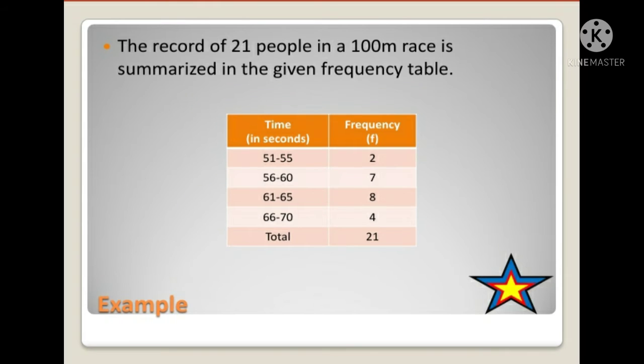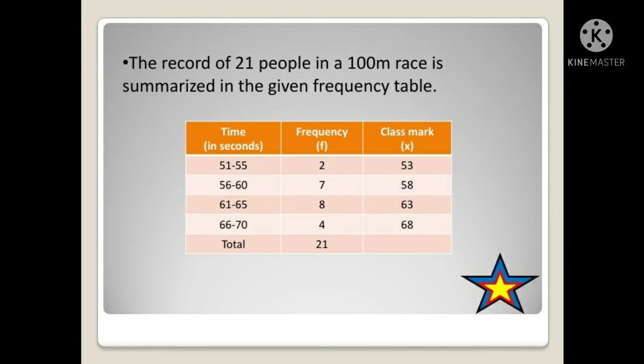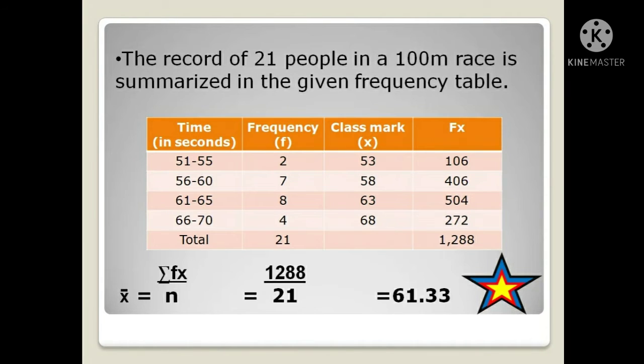For example, the record of 21 people in a 100-meter race is summarized in the given frequency table. The time in seconds is given, and also the frequency is given. Next, we must find the class mark, which is 53, 58, 63, and 68. We need to find f times x. 2 times 53 equals 106, 7 times 58 equals 406, 8 times 63 equals 504, 4 times 68 equals 272.